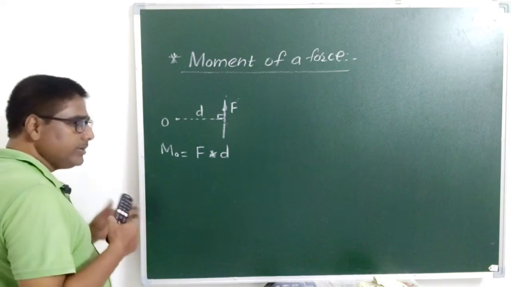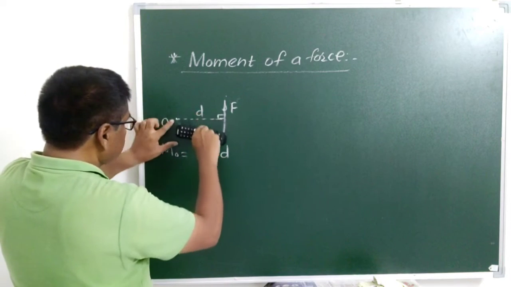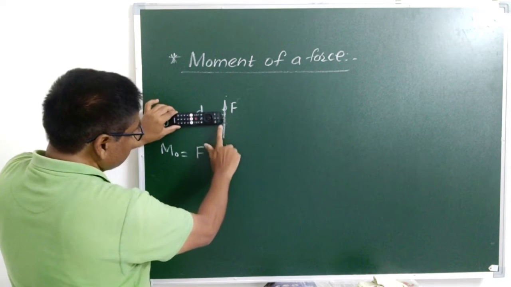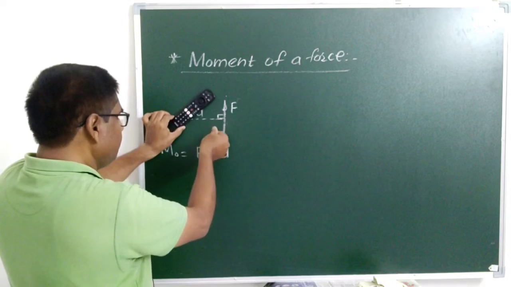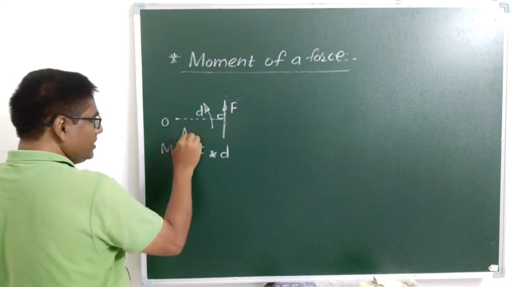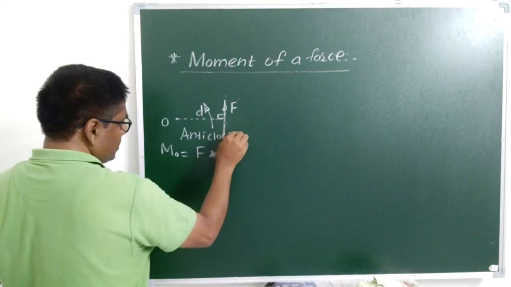For that, we just have to imagine keeping this point fixed and applying force at the other end. This will try to rotate this in anti-clockwise direction. Therefore, this is producing anti-clockwise moment.